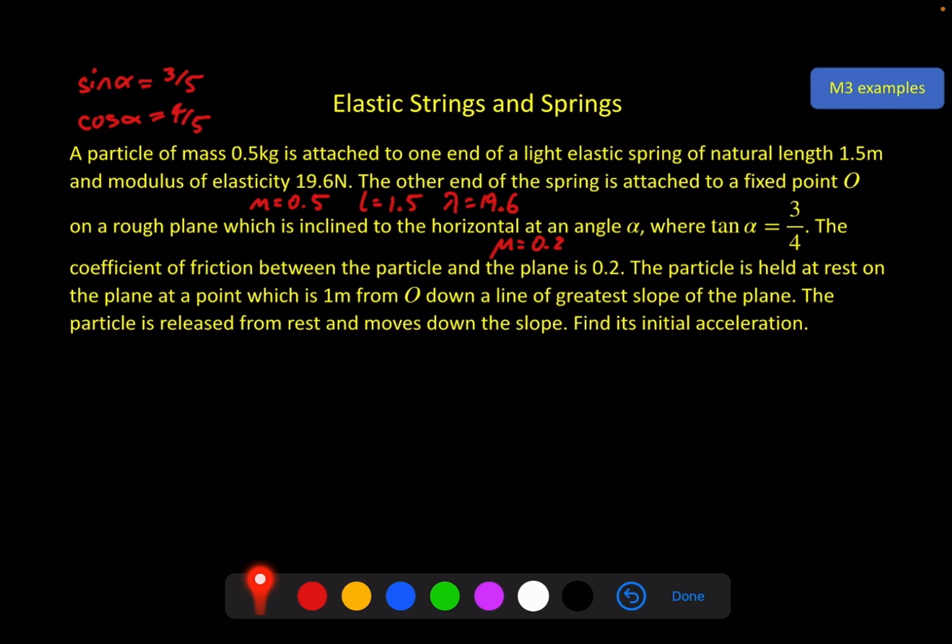The particle is released and moves down the slope. Find its initial acceleration. Okay, so quickly sketching this out. We've got our plane, rough plane, inclined at alpha.